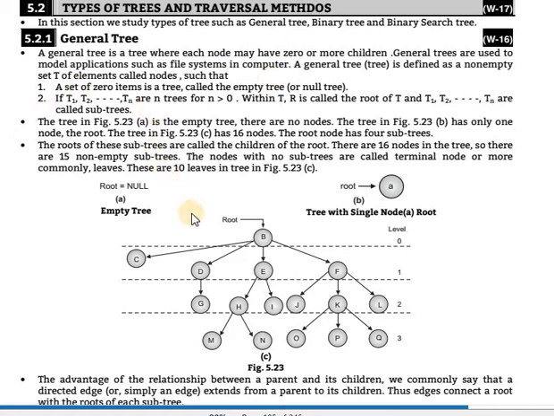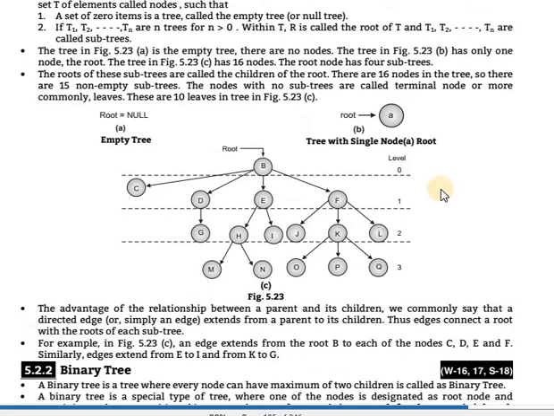In the figure, figure A shows that root is equal to null, meaning this is an empty tree. There are no nodes. The tree in figure B has only one node, the root. And figure C has 16 nodes. The root node has 4 subtrees. This is the root node, and there are 4 subtrees: 1, 2, 3, 4. In that, these are level 0, level 1, 2, 3.